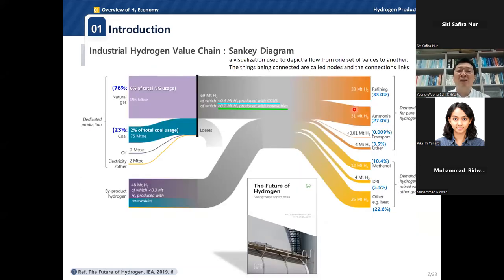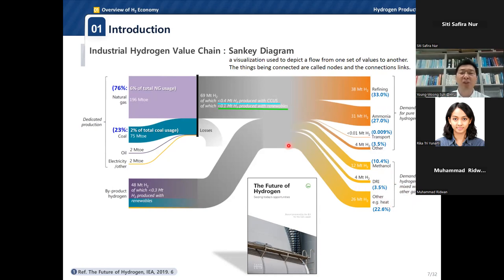And then this is the Sankey diagram. You know about the Sankey diagram, a visualization used to depict a flow from one set of values to another. Over here is the natural gas part, coal, oil, and byproduct hydrogen. Those are our pure hydrogen side, and this is the byproduct hydrogen side. Those will be used in many applications. So here, refining, ammonia, transport. In the case of the byproduct hydrogen, you can see methanol over here, DRI over here, and other heat and work over there.